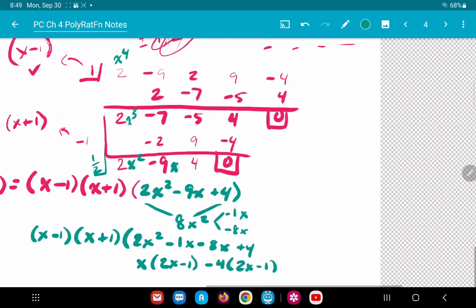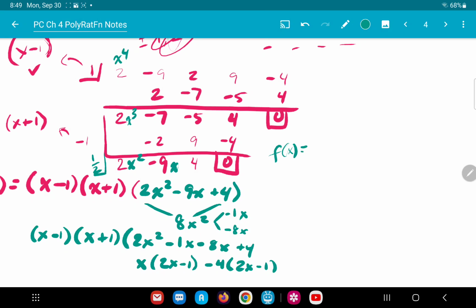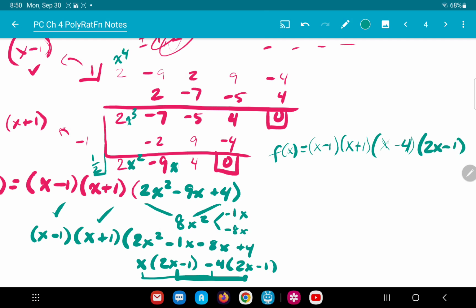So it looks like in total, our function is going to have the factors of x minus 1, the factors of x plus 1, the factors here of x minus 4, and our last factor right here of 2x minus 1. So there we go. We have this polynomial in fully factored form. Look at that. And it looks like it gives us all of our zeros. We have zeros at negative 1.